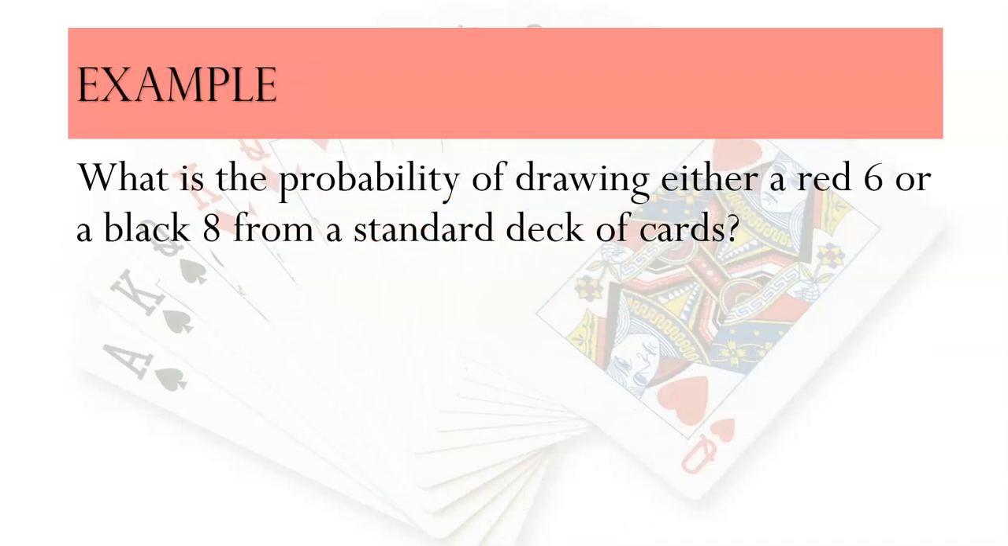What is the probability of drawing either a red 6 or a black 8 from a standard deck of cards? We're combining this with or, so we need to decide, can we have these two things happen together? Can you have a red 6 and a black 8 happen at the same time? And no, you can't. So this is non-overlapping. We just have to decide how many ways can we choose a red 6 plus how many ways can you pick a black 8.